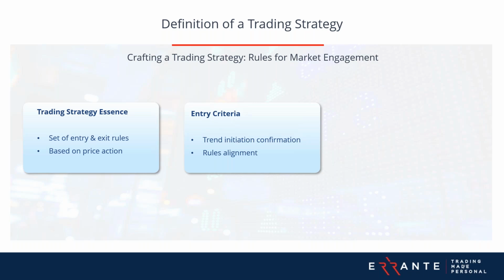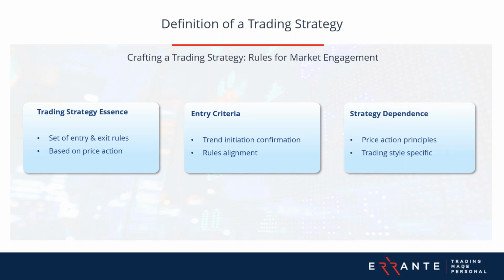Regarding entry criteria, it's imperative that we only commit to a trade when every one of our predetermined conditions aligns. This discipline ensures that we're not just reacting to the market, but engaging with it on our terms. Typically, these conditions revolve around confirmation of the initiation of a new trend. For instance, we might look for a bullish trend to start by identifying a higher peak and trough, or higher top and bottom, coupled with other confirmatory signals like moving average crossovers or momentum indicators.